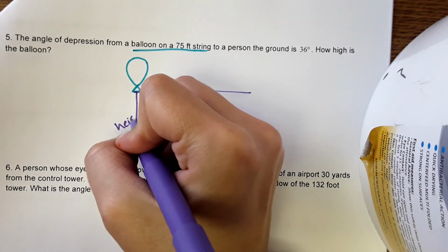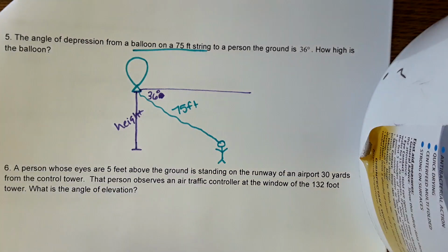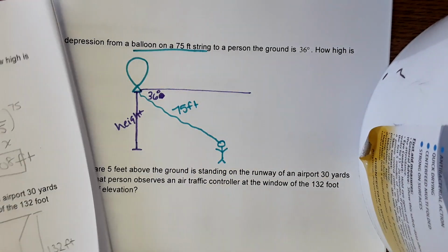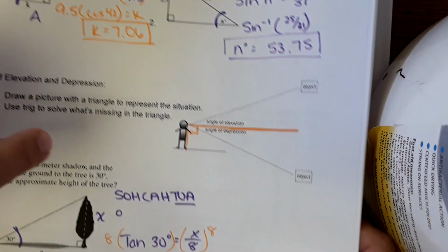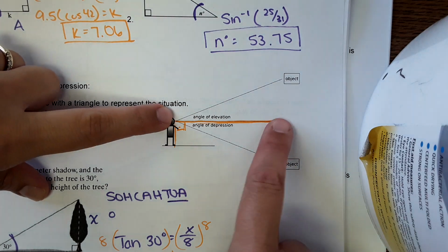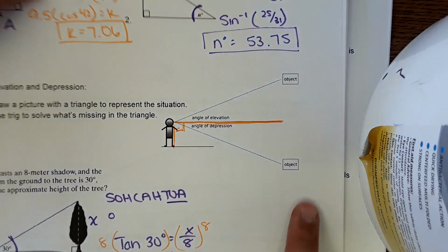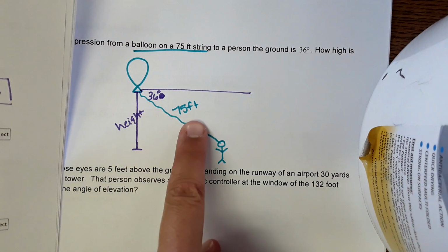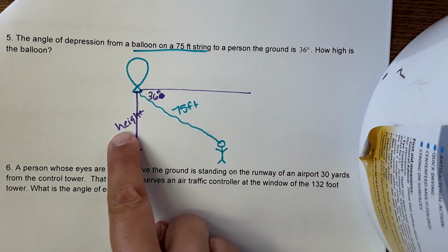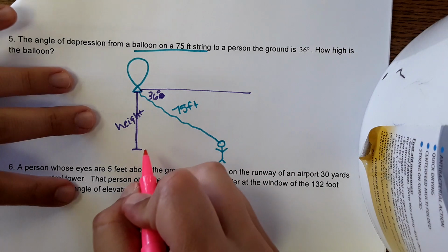How did you know that was the angle of depression? From the picture on the last page. Angle of elevation would be like looking up this way. Angle of depression is like this. So I drew it just like that. And then you might be thinking, well, how do we use that to find this? There's different ways you could do it.